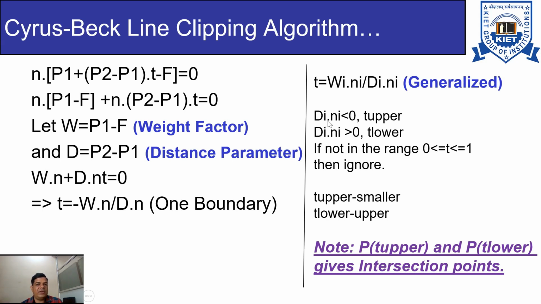If the value of Di · Ni is less than 0, we will get the t upper limit, and if the value of Di · Ni is greater than 0, then we will get the t lower limit. If it is not in the range of 0 and 1, then we will ignore that value. So in the upper limit we will take the smaller value, and in the lower limit we will take the larger value. So here you can note that P(t upper) and P(t lower) give the intersection points. So by using this t upper and t lower, we are able to find the intersection of the line segment with the window boundary.